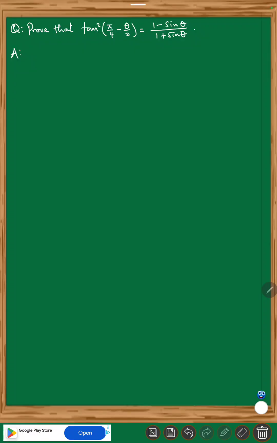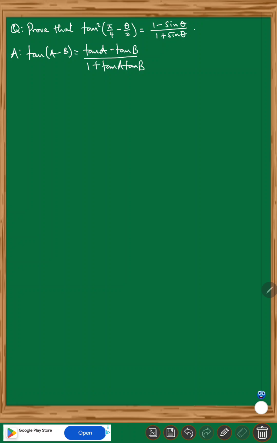Okay, very quickly. How do we prove this trigonometric identity? First, we recall the identity that tan(A − B) is equal to (tan A − tan B) all over (1 + tan A tan B).